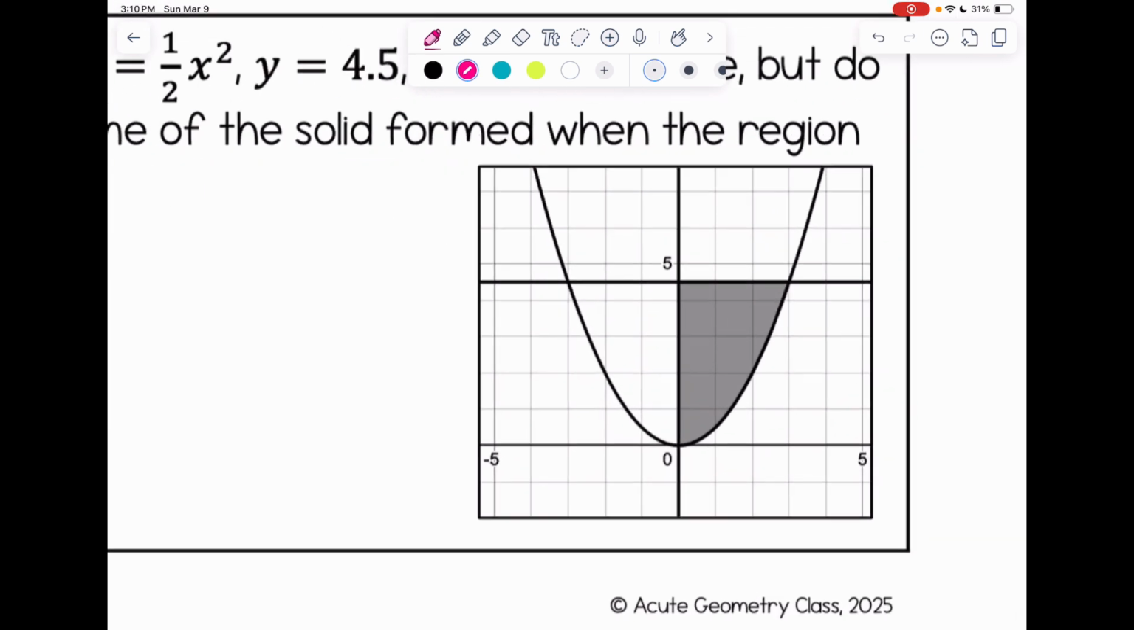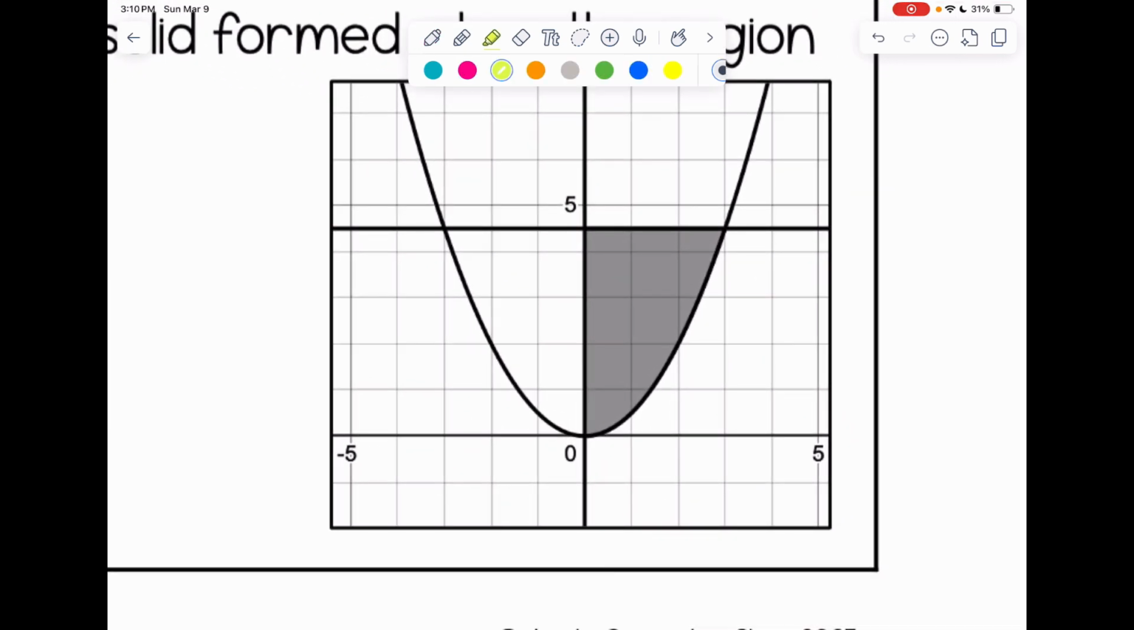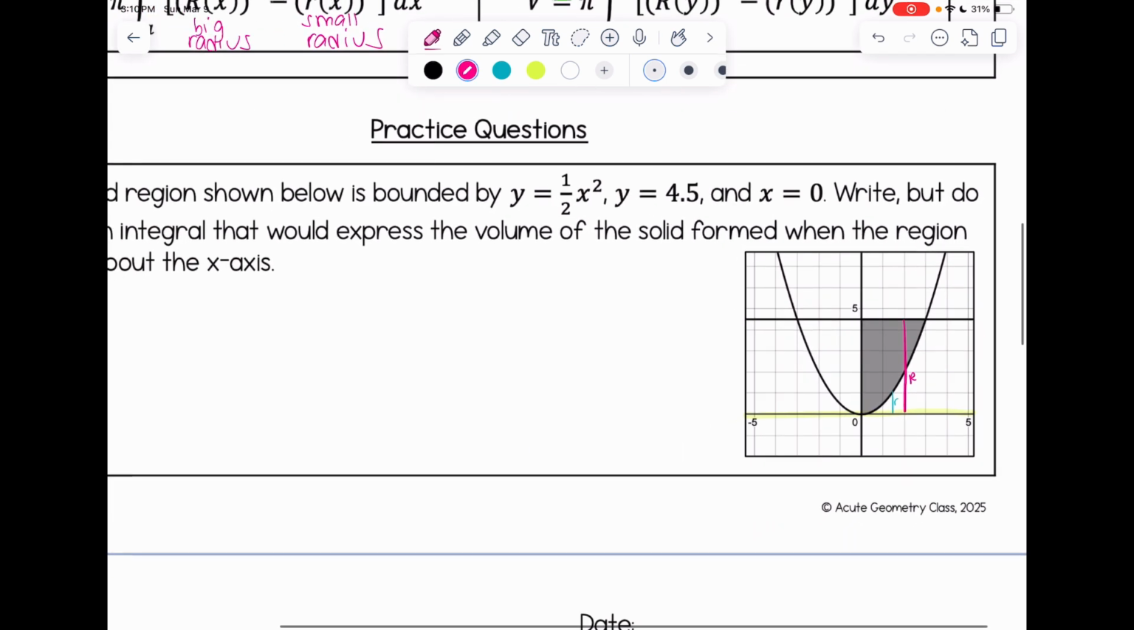I'm going to draw in my picture here. Here's our x-axis. Let's draw in what the big radius would be. That would be the distance from the line all the way to the axis, so that's big R. Then from the curve, the parabola, to the x-axis, that would be our little r. If we label that on the graph, we should be able to go and set up our volume.